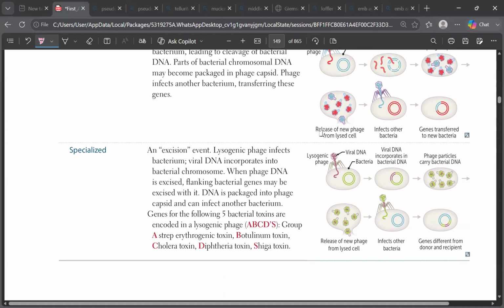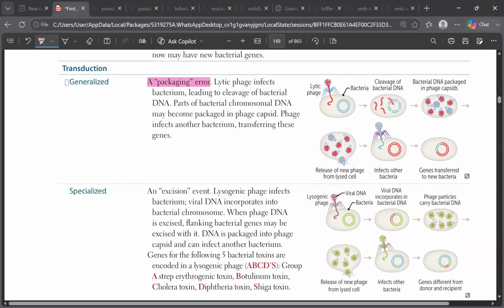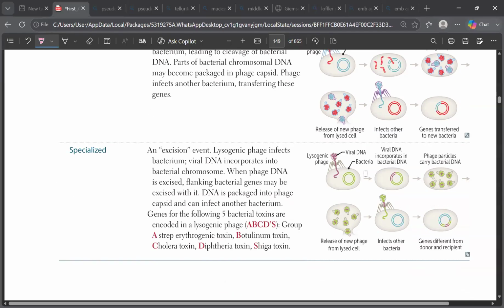Specialized would be a lysogenic bacteria right here. Okay, so generalized transduction is caused by lytic and specialized is caused by lysogenic. The viral DNA enters and incorporates in bacterial DNA. Phage particles carry bacterial DNA and release of new phage particles from lysed cells and infect other bacteria, and genes different from donor and recipient. So it is completely new organism that is being formed here.